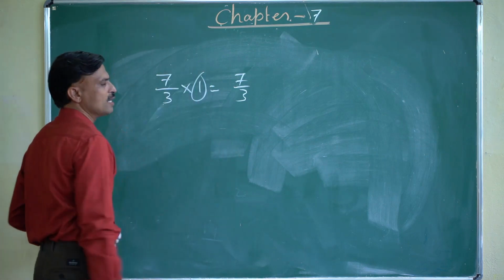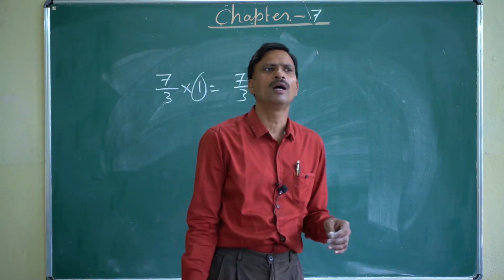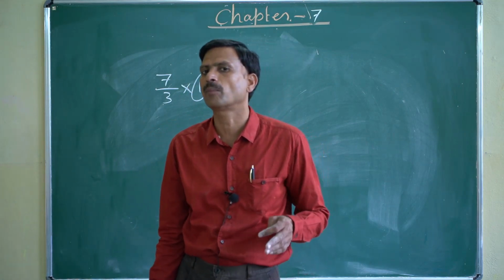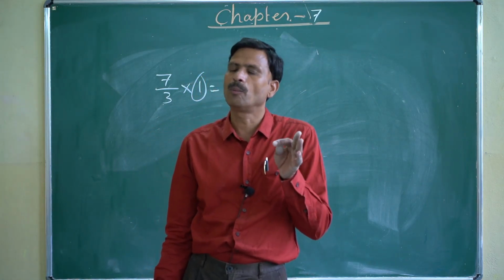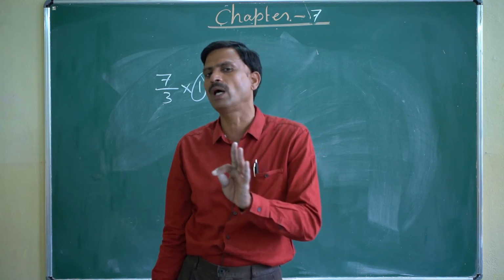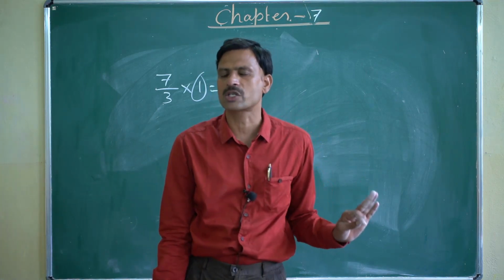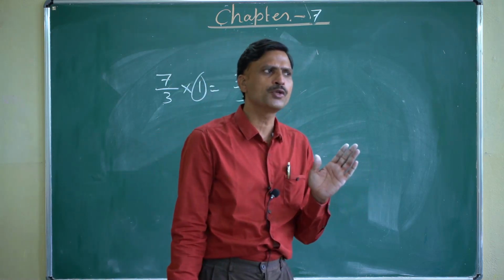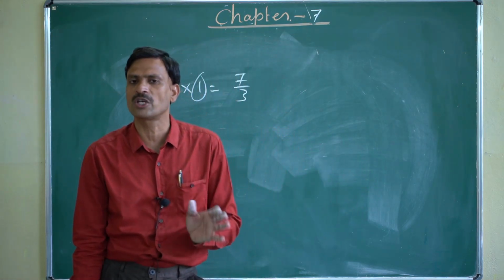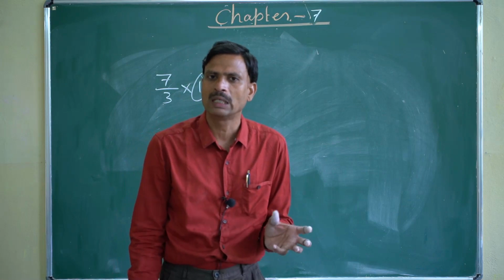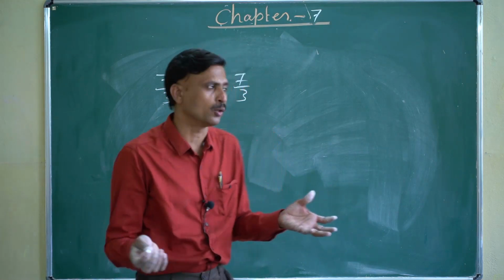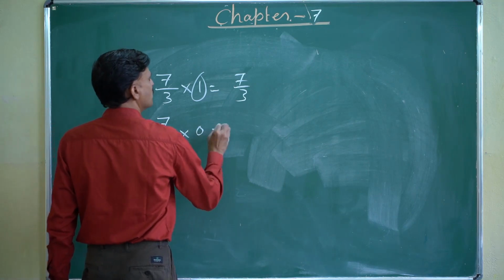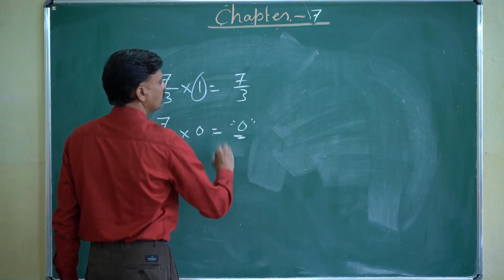That is why this one is called the multiplicative identity, because if you multiply any fractional number by 1, there will be no change in the fraction. Now, if you multiply any fraction by 0, what will you get? Definitely you will get the answer 0. Instead of 1, if you multiply the number by 0, you will get 0 only, right?